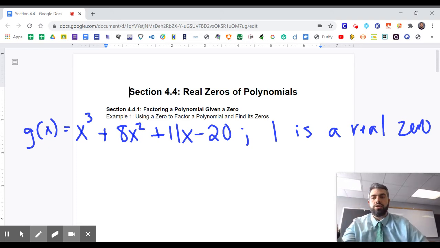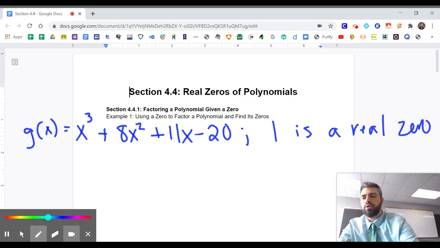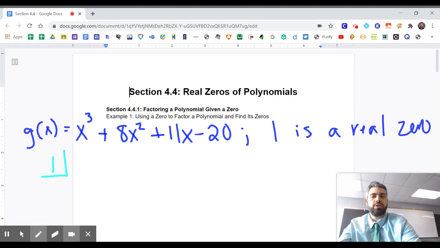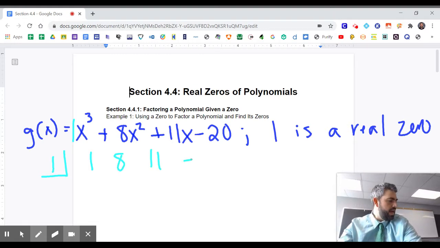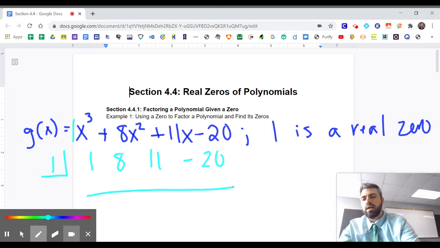So if I want to continue factoring this, what I'm going to do is first start by using synthetic division. And since we know 1 is a zero, I'm going to put 1 in the box. And then I'm going to use the coefficients, which would be 1, because remember there's a little 1 in front of x to the third, 8x squared, 11x, and negative 20. And I'm going to drop down the 1.